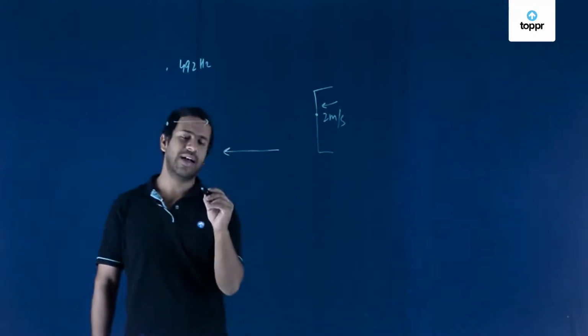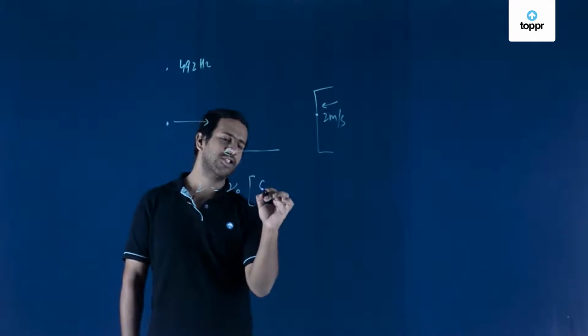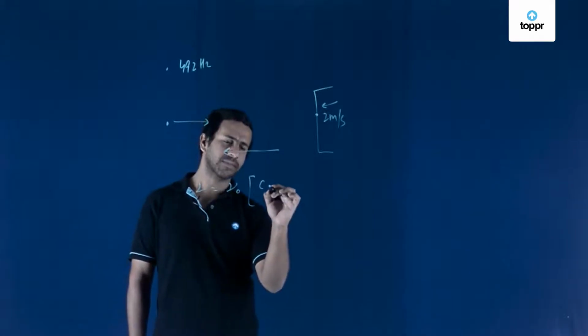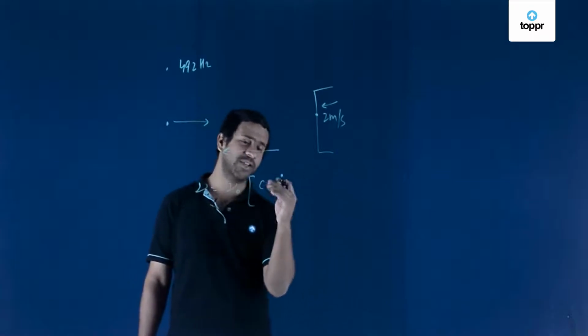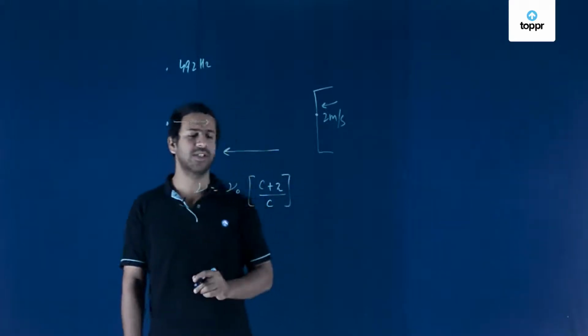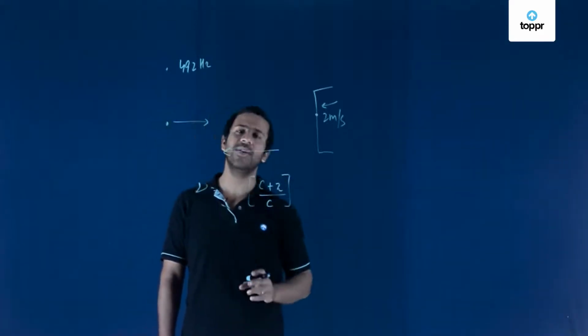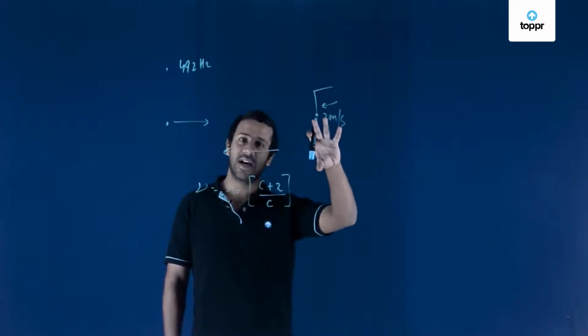So, you know that the frequency is equal to the original frequency times the speed of sound plus or minus the speed of observer. Since the observer is moving towards the sound, you will have plus 2, divided by the speed of sound because the source is stationary. So, this is the frequency that will be received by this car.